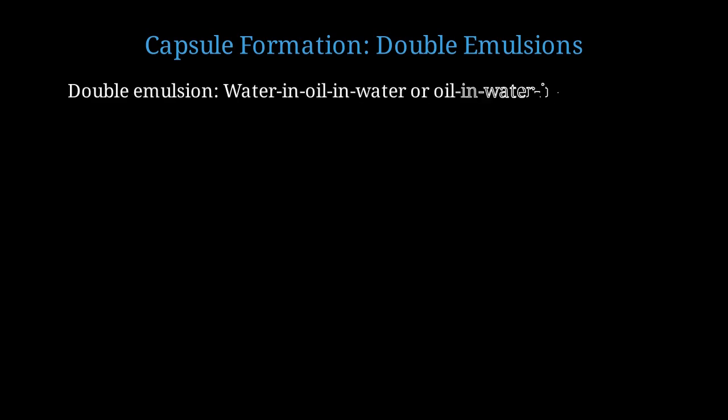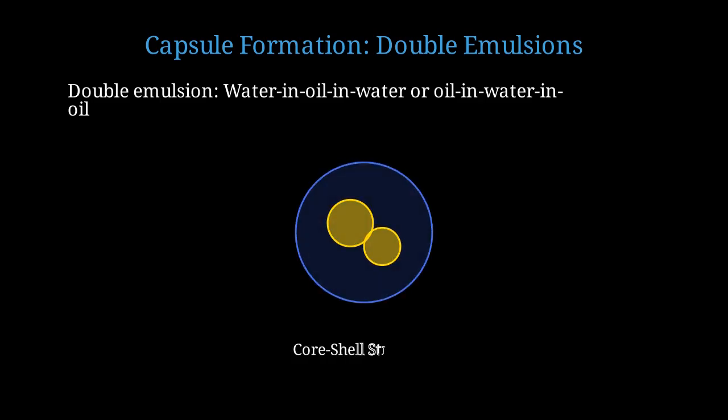Let's explore capsule formation, specifically double emulsions. These are droplets within droplets. A double emulsion consists of small droplets of one phase contained within larger droplets of a second phase, all suspended in a third continuous phase. Here's a schematic of a double emulsion with a core shell structure. The inner droplets are perfectly spherical in microgravity, enabling precise encapsulation.